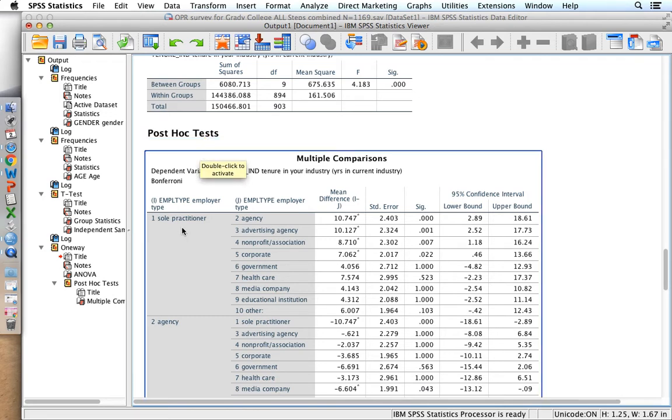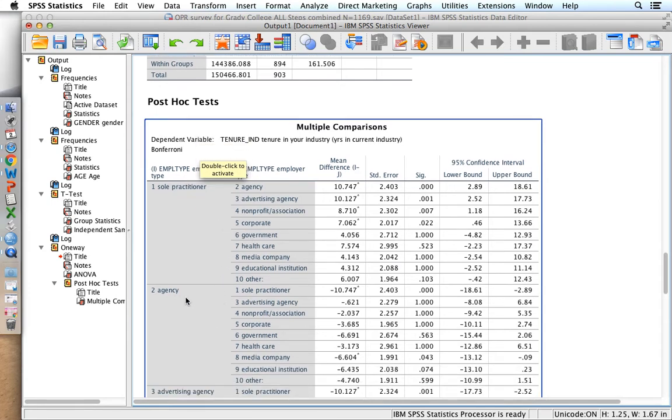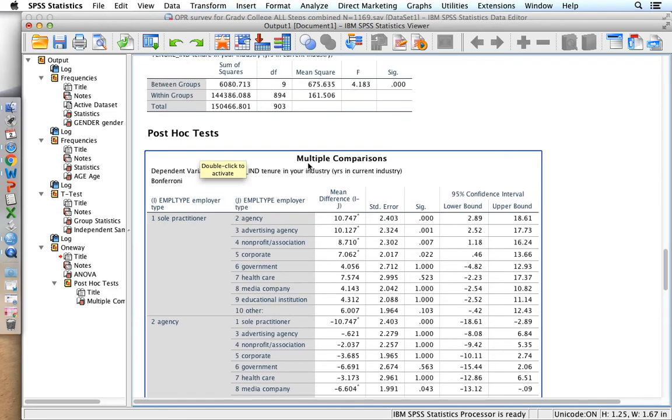And the post hoc test is going to literally compare one cell to another, one cell to another, one cell to another, and so on and so forth. And then it's going to go through and do the next one where you will see repeats. You notice that this number is the same as this number because we're comparing sole practitioner versus agency. And then in the next big section, it's agency versus sole practitioner. So you will have repeated numbers in here.